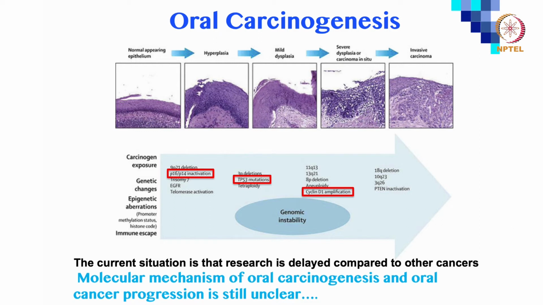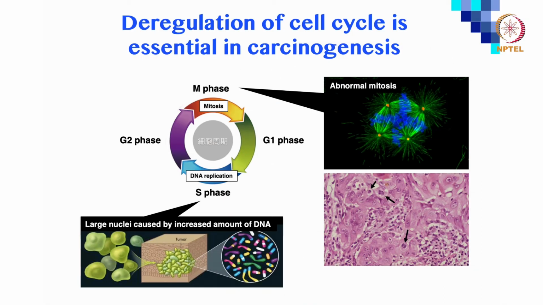The current situation is that oral cancer research is delayed compared to other cancers. Therefore, the molecular mechanism of oral cancers and oral cancer progression is still unclear. We have to clarify this mechanism in the future. In general, regulation of cell cycle is essential in carcinogenesis.